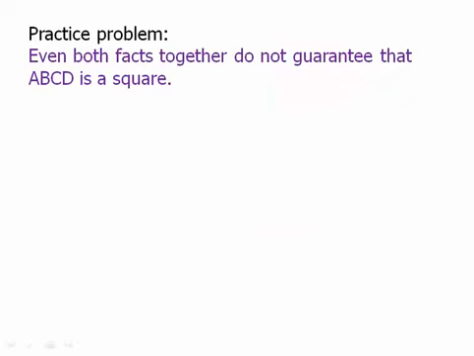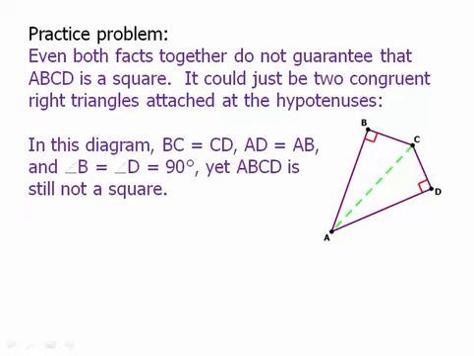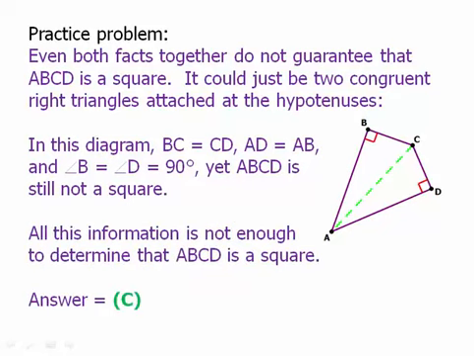Turns out that even if both facts together are true, that does not guarantee that the shape is a square. It could be just two congruent right triangles attached at the hypotenuse, like this. So in this diagram, it is true that BC equals CD. It is true that AD equals AB, and we do have right angles at B and D, and yet ABCD is not a square. In fact, it's not any special quadrilateral at all. All this information is not enough to determine that ABCD is a square, and the answer to the question is C.